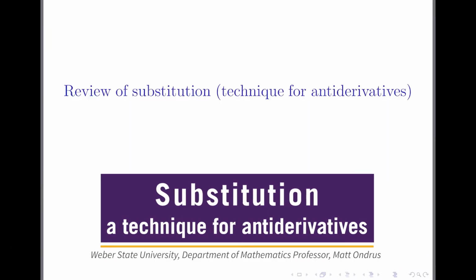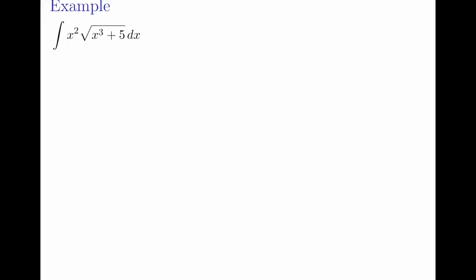In this video, we're going to review a technique from Calculus 1. It's a technique for finding antiderivatives, and it's called substitution. Substitution basically amounts to reversing the chain rule. Rather than trying to explain substitution in the abstract, I'm just going to do an example of it.